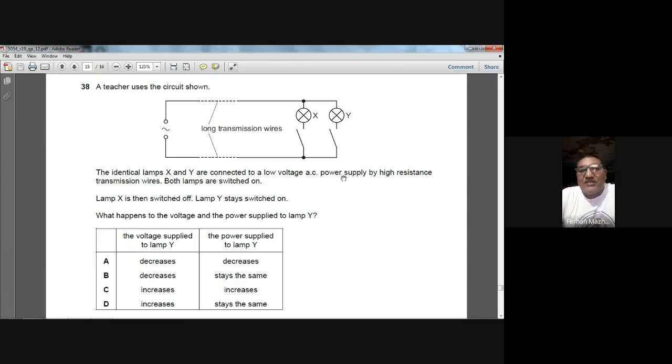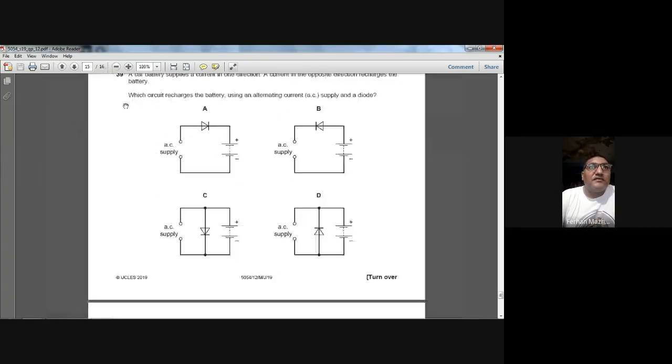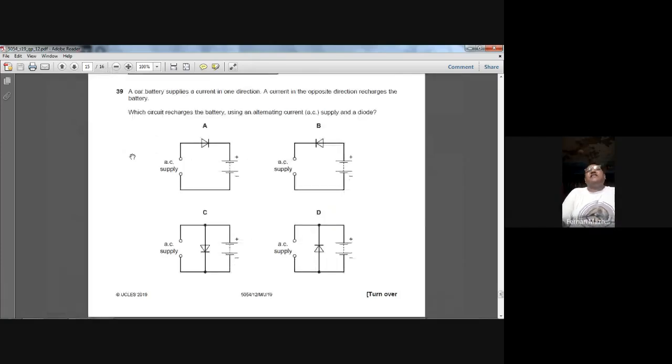So think about this again. Okay. Question number 39 is on your screen. A car battery supplies a current in one direction. A current in the opposite direction recharges the battery. The circuit recharges the battery using an alternating current supply and a diode. Okay. Which circuit recharges the battery?